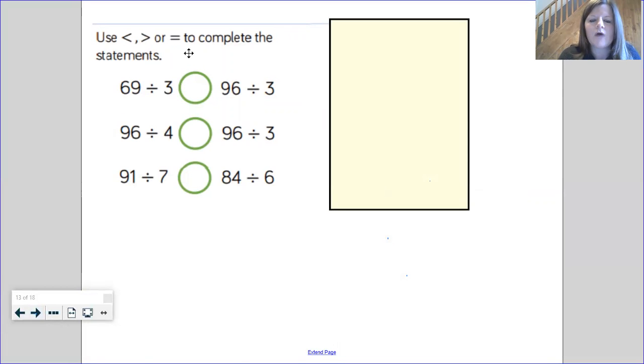Then your solve it are greater than, less than or equal symbols to complete the sentence statements. So you will need to work out 69 divided by 3. Is it the same, or is it greater or less than 96 divided by 3? They might not have an exchange, okay? So you need to work out this one first, then this one, and then put in the correct symbol, okay?